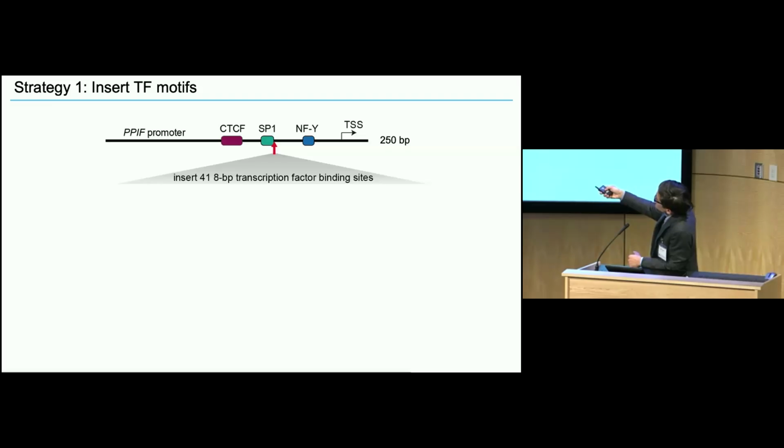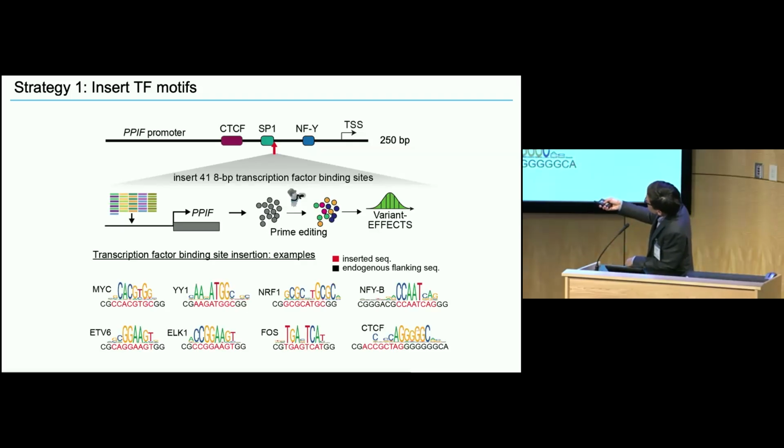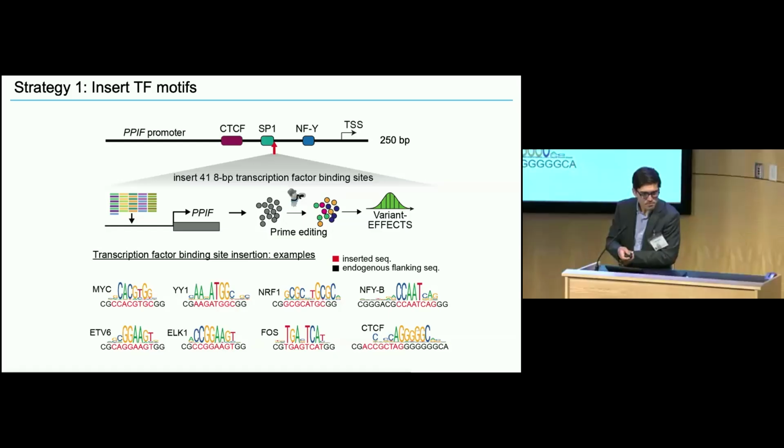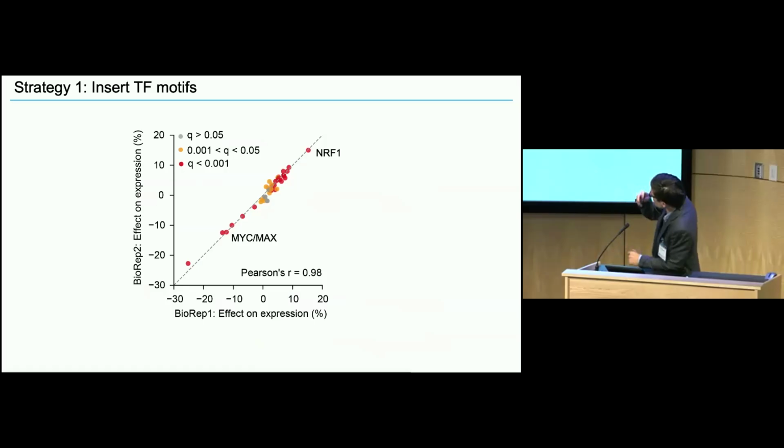Here we chose these 41 different sequences to match the consensus sequences for transcription factors that we thought were active in this particular cell line. So we cloned these into the PPIF promoter, did the pooled prime editing, and measured each of their effects. For example, maybe we're inserting a motif for MYC or for FOS. And here are the results of this pooled experiment.